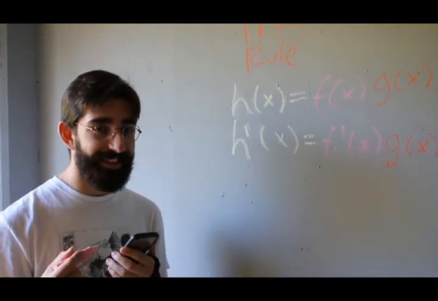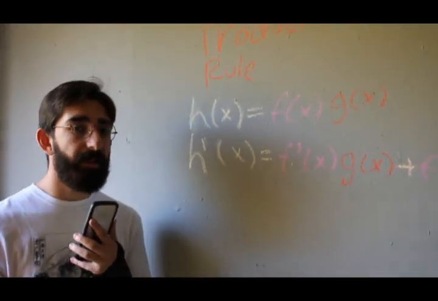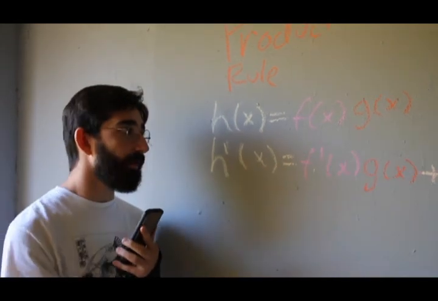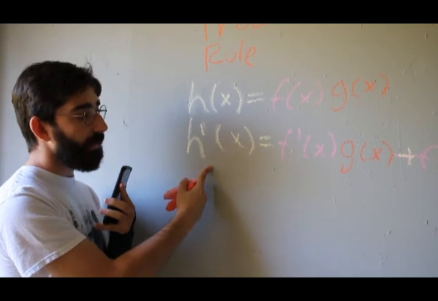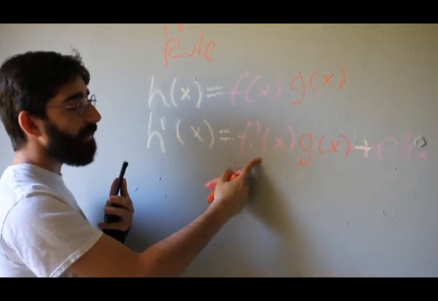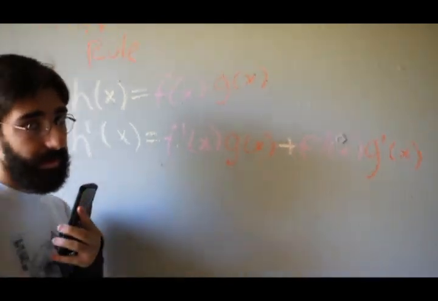Let's get into this. If we have a function called h of x that can be defined as the product of two other functions, f of x and g of x, the derivative of h of x will be f prime of x times g of x plus f of x times g prime of x.